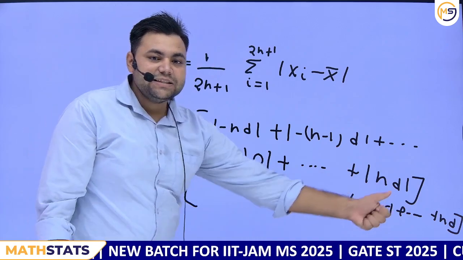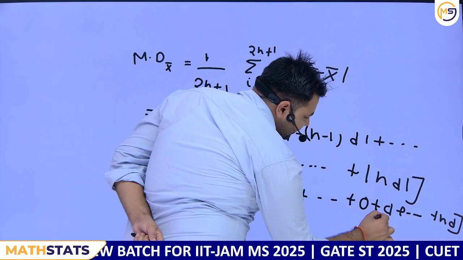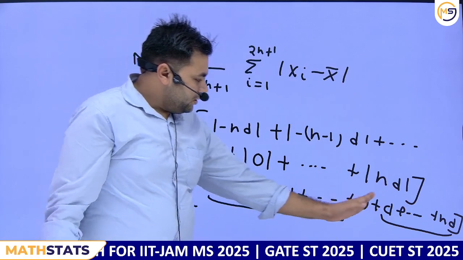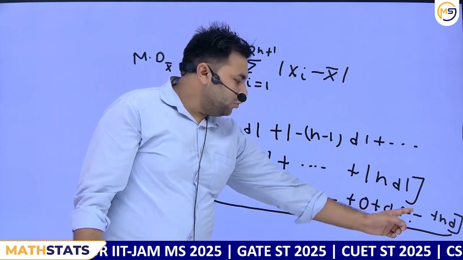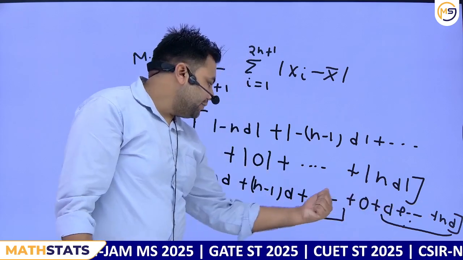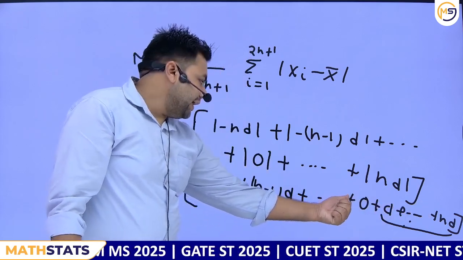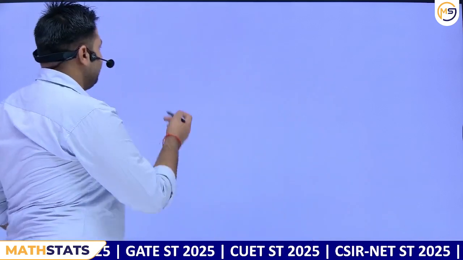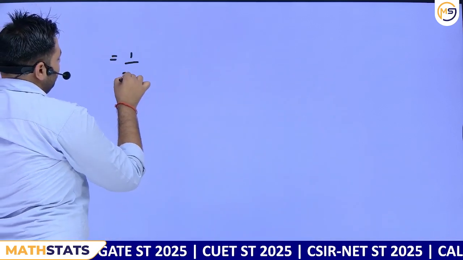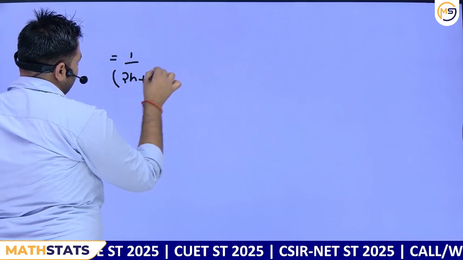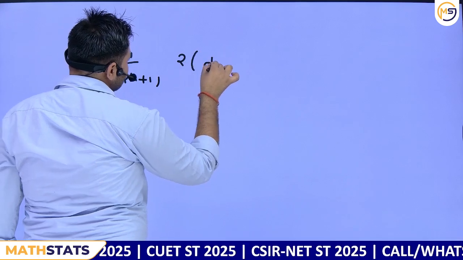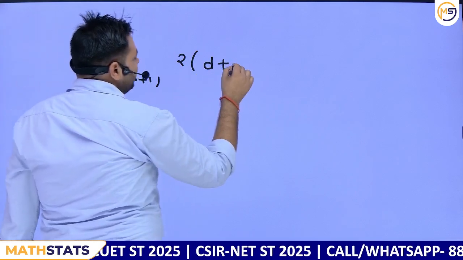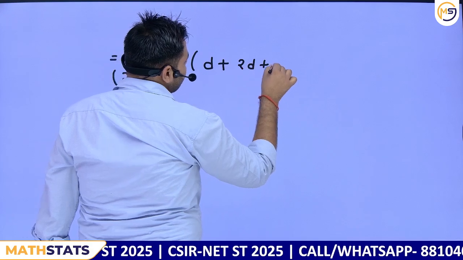Now we add this series, so we get, see here, this term and this term are common. Besides 0, d plus so on up to nd, and here besides 0, d plus nd, these terms are common. So we add this series in this way, we get 1 upon 2n+1 times 2 into d plus 2d plus so on plus n into d. Starting from 0, adding 0 has no meaning.